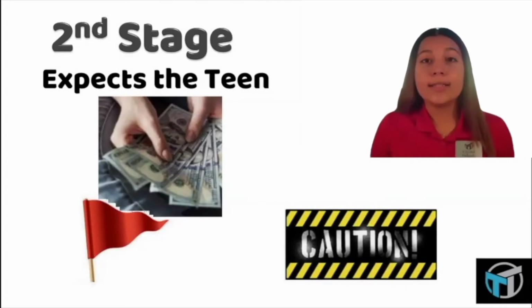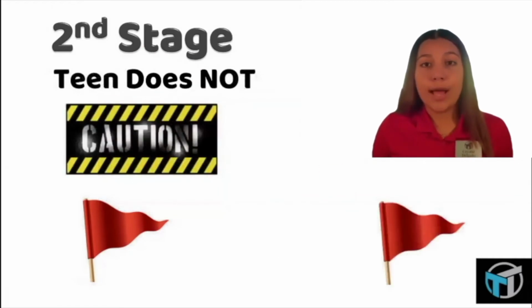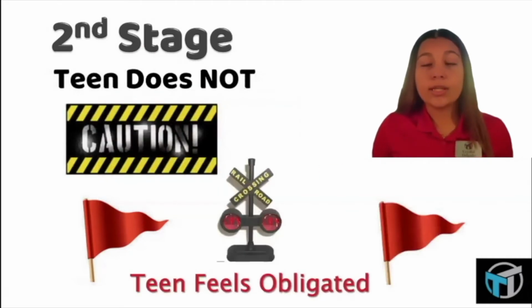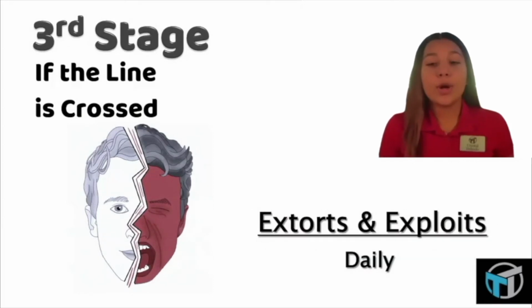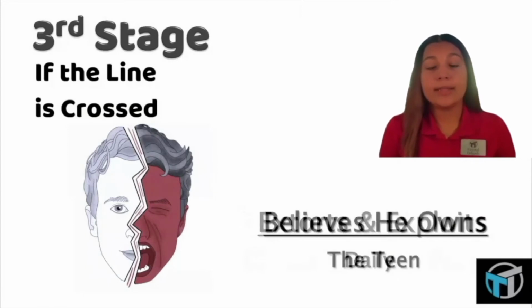The fact that the teen does not want to do this is a major red flag, but when the teen feels obligated to do this is when red lights start flashing. The teen knows in their gut something is wrong. But stage 3 happens if the teen chooses to cross the line. The charming trafficker that was going to make the teen's dreams come true is now controlling, demanding, and even physically abusive. They will extort or blackmail the teen to do more and continue to exploit them on a daily basis because they believe they now own the teen and make the teen feel they have nowhere else to go now that they have crossed the line.